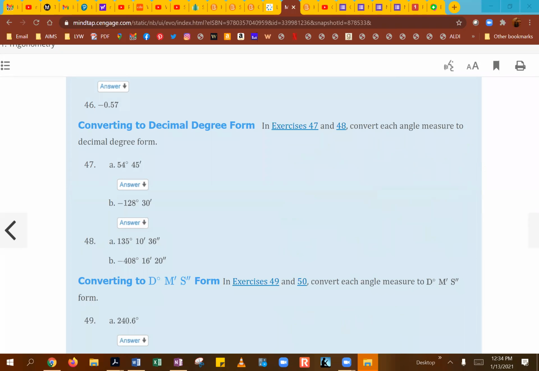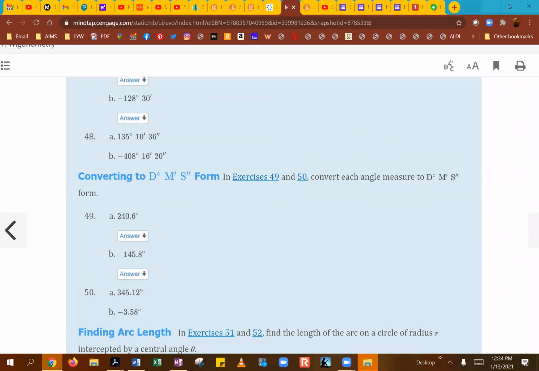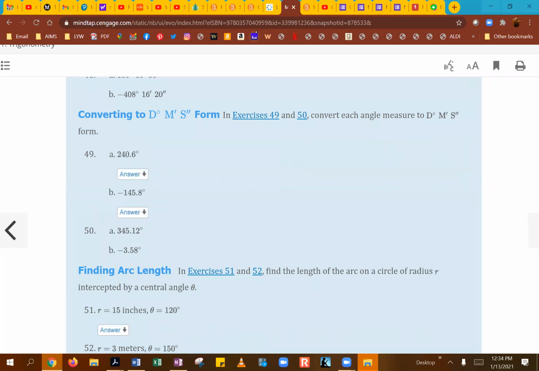Now, if you look at this, we don't have time for it today, but you can see this one here is actually giving you the decimal format, and they're asking you to convert it into degrees, minutes, and seconds. So we will be going in the other direction. So we can pick this up next time. Like I said, obviously our class is a shorter one here. So we'll pick that up next time.